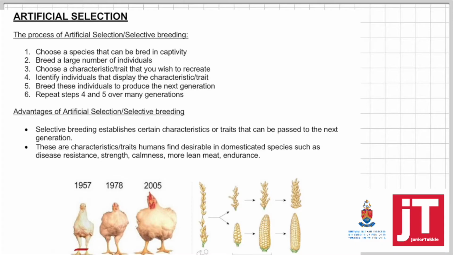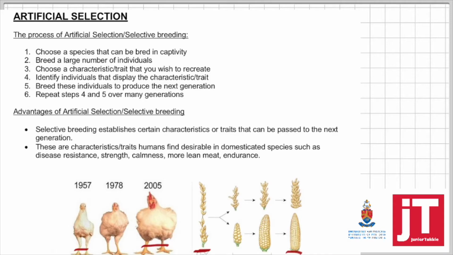Now, in 1957, this is what our chicken used to look like. And we have inbred, or selectively bred, or artificially selected our chickens, and this is how they look now. This is what mealies used to look like before. They were known as teosinte, and then the inbreeding and selecting of different breeds and crossbreeding of species of mealies, and this is what we have now, the maize that you have now.